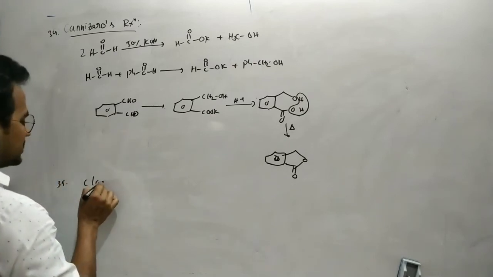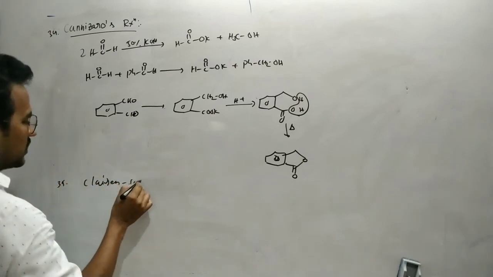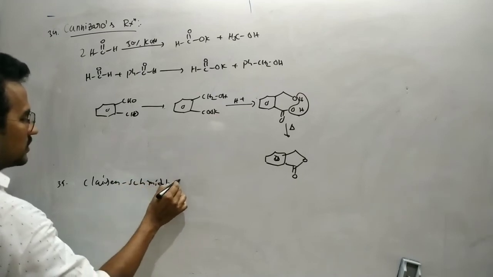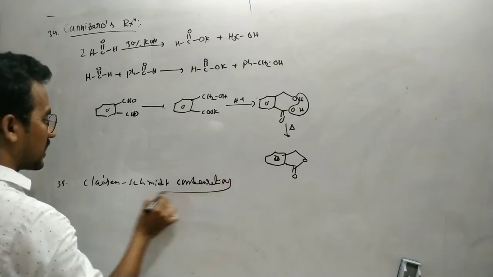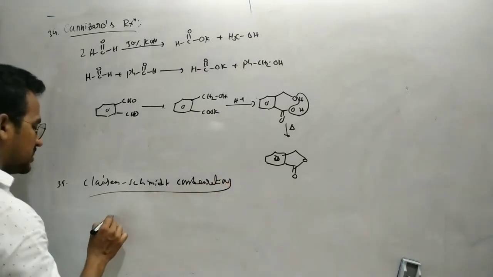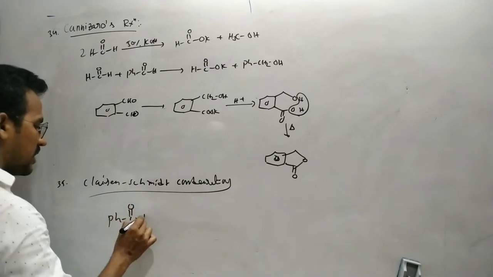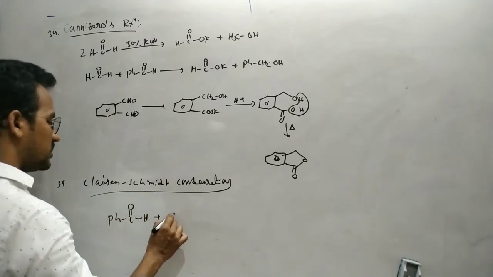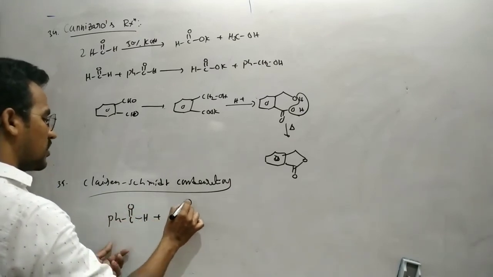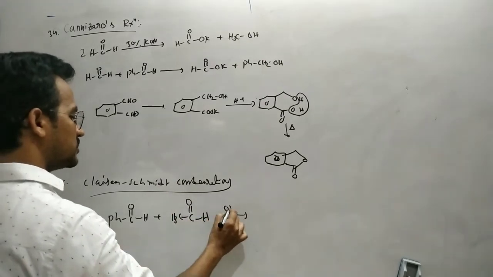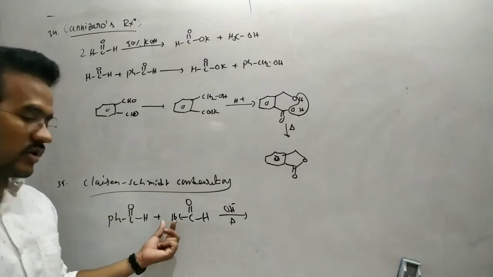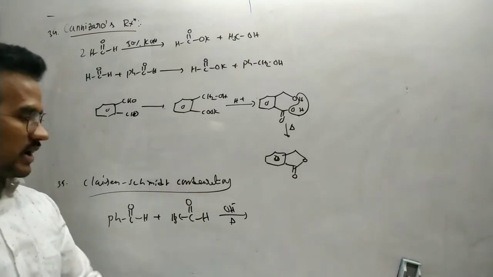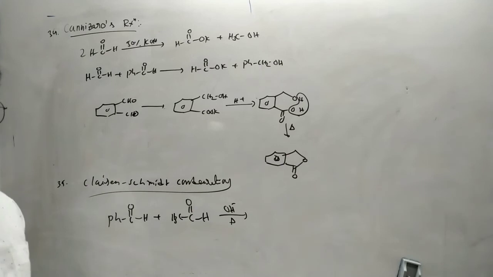Next, the Claisen-Schmidt condensation. Here one is an aromatic aldehyde without alpha hydrogen and the other is a carbonyl compound with alpha hydrogen, with OH minus and heating. That is a Claisen-Schmidt condensation reaction, a type of crossed aldol reaction.